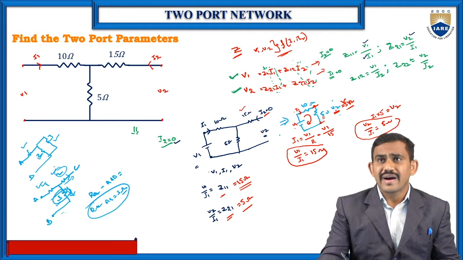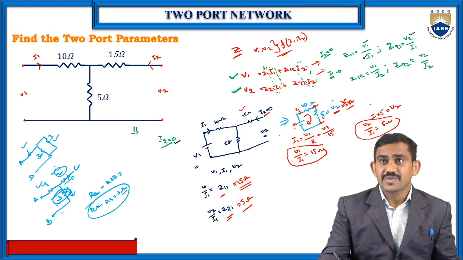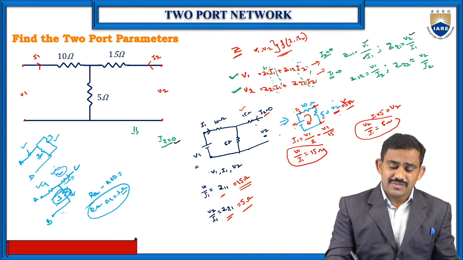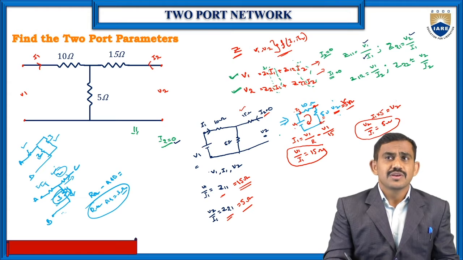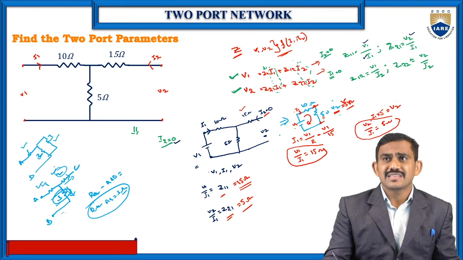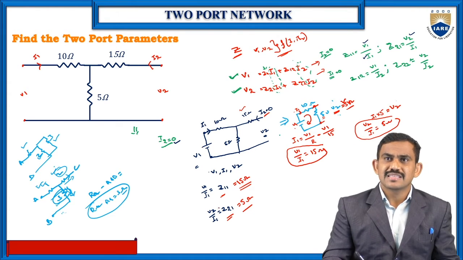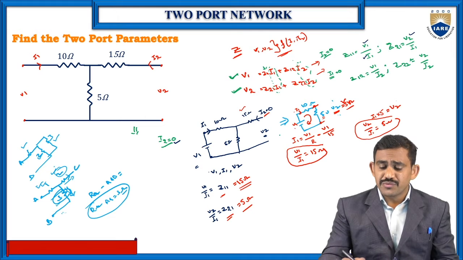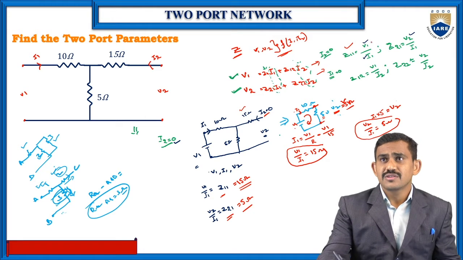For that, the 5 ohms voltage is I into R. So what is the I we have in that? The I1 current, into your resistor 5 ohms. So here V2 by I1 is nothing but 5, that is Z21, 5 ohms. So when I2 equals 0, we can find out the Z11 value and Z21 value, that is 15 and 5.